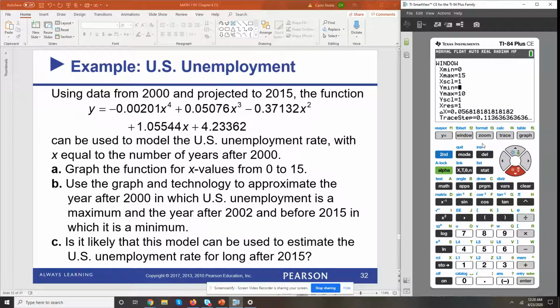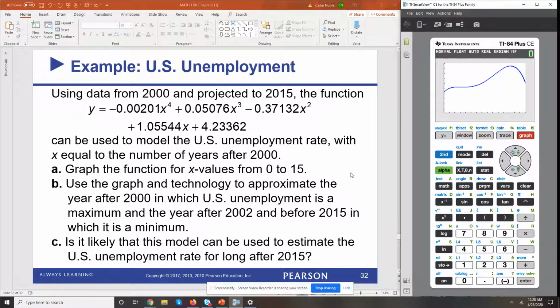Again, this is a word problem, so we are having to make this realization, and they're not giving it to us. So I'm going to automatically change it to 0, and I'm going to let my Y max be 10. I'm going to hit graph. It should graph a beautiful quartic function for us, and it should look something like this.